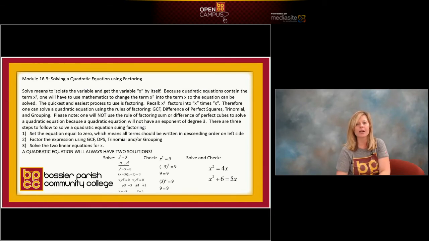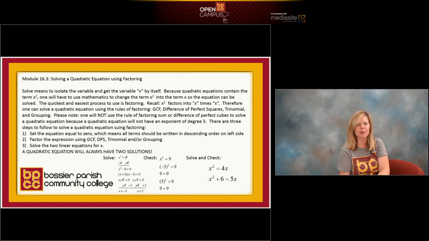So if you look at the PowerPoint, here's my simple quadratic. X squared equals 9. I know it's quadratic. It has an x squared. Step 1, move all terms to the left side. So I have to move the 9 by subtracting it. Now my new equation is x squared minus 9 equals 0. Now that all my terms are on the left side in descending order, how do I factor x squared minus 9? Is there a GCF? Nope. Is it difference of perfect squares? Yes, it has the difference sign. X squared and 9 are perfect squares.